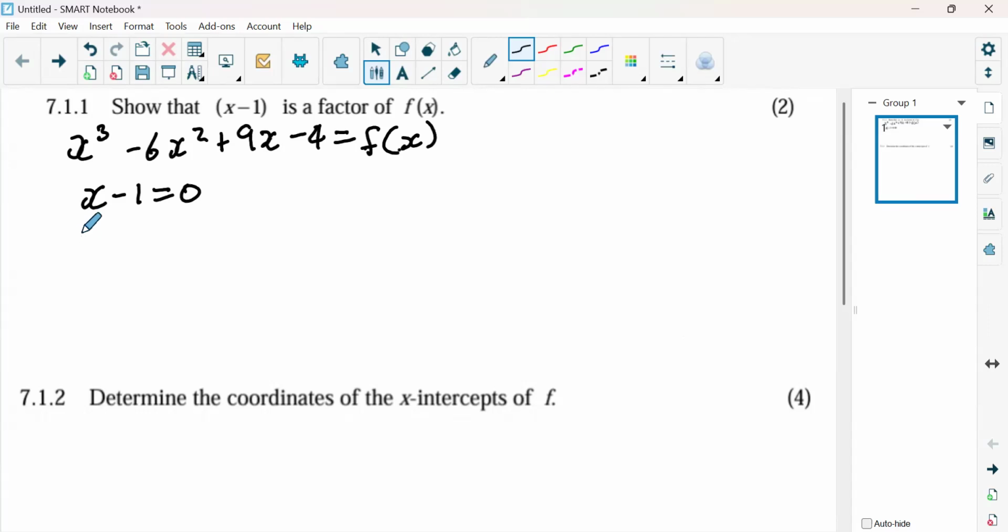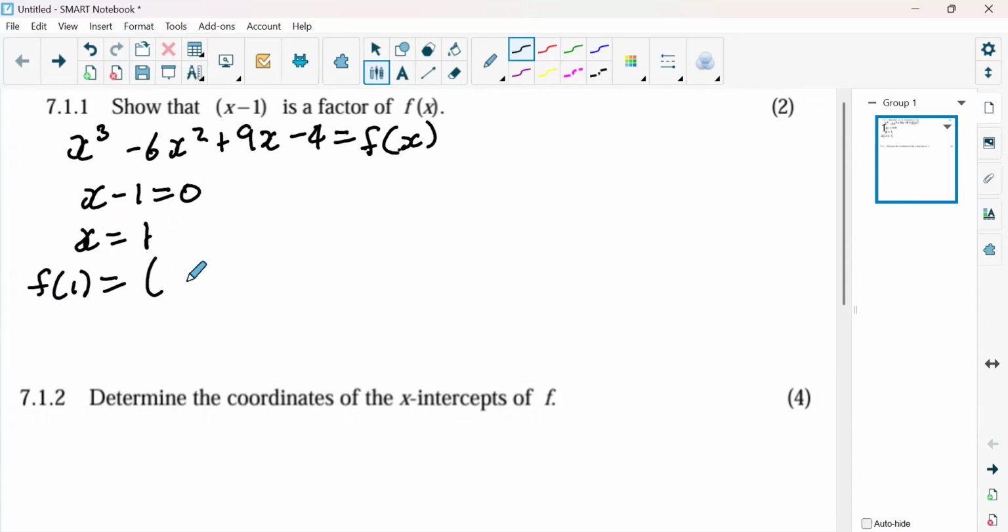So using the factor theorem, we say x minus 1 is equal to 0. We take the 1 to the other side, and x is going to be equal to 1. Now, how do you prove that it's a factor? We're going to take the root, not the factor, and substitute it into f of x. So we're going to write f of 1.